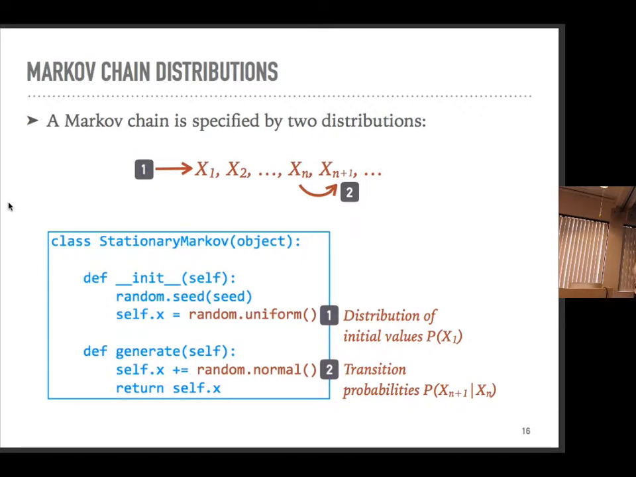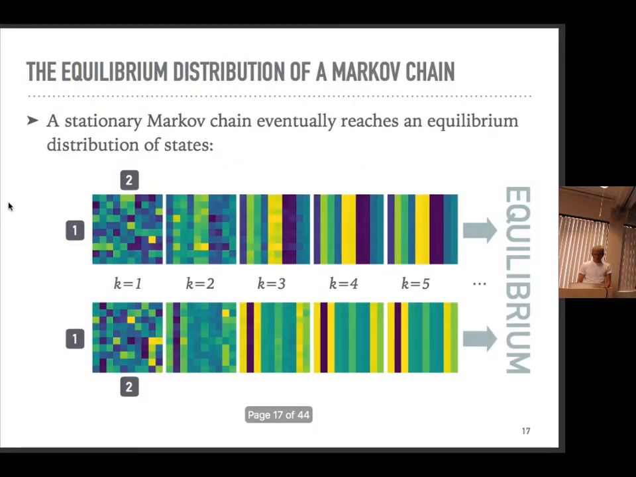Okay, so in the constructor, I generate the initial point just by getting a random value, and then in the generate method, what I do is I add another random value. So these two things in red, those are the two probability distributions that I've selected. Okay, and they're independent of each other. You can kind of mix and match wherever you want. But there's two separate probability distributions that are going to determine what comes out of your chain in terms of its statistical properties.